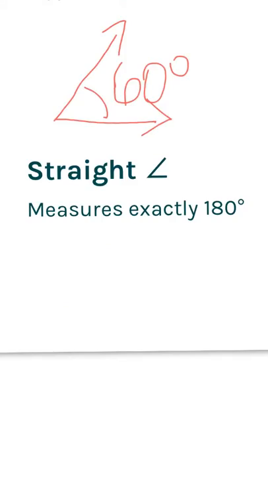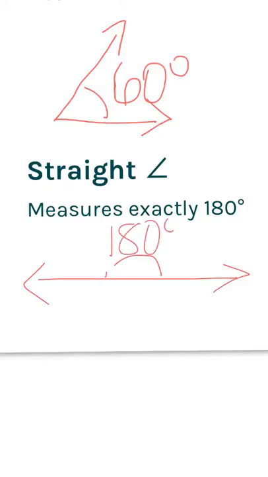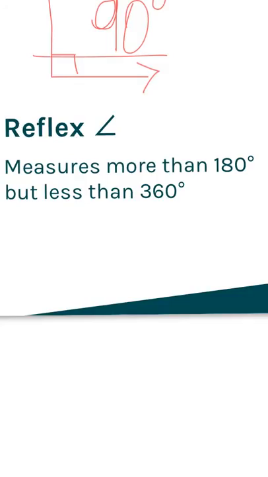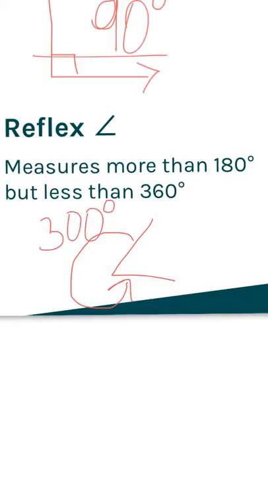A straight angle measures exactly 180 degrees. And it is a perfect straight line. A reflex angle measures more than 180 degrees but less than 360 degrees. So you might have this whole angle that is 300 degrees as a reflex angle.